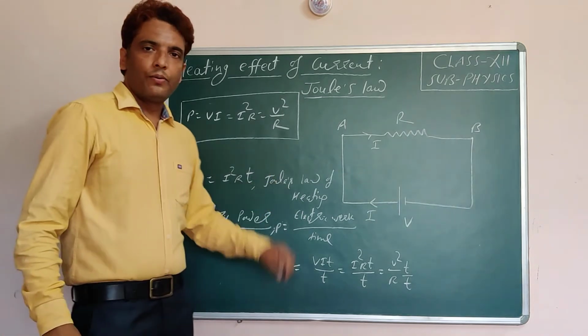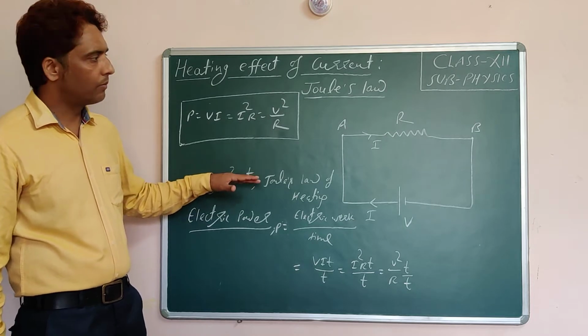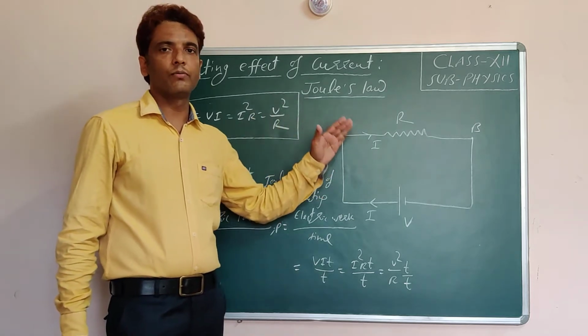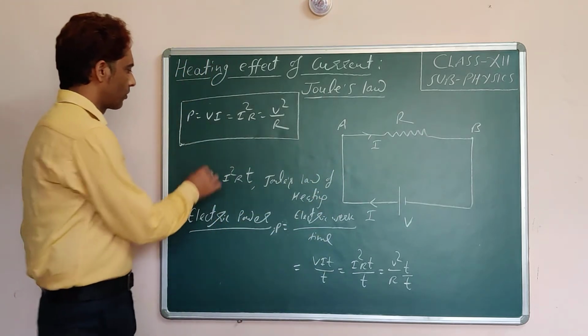Now the SI unit of energy is joule. So the SI unit of this heat energy produced in a conductor as a result of flow of current is also joule, and the SI unit of power is watt.